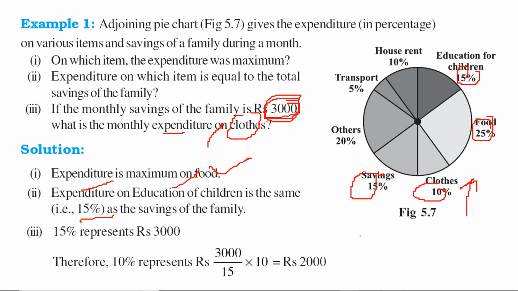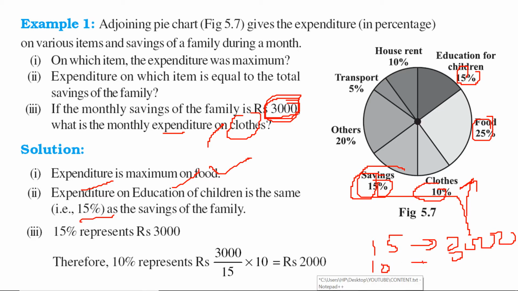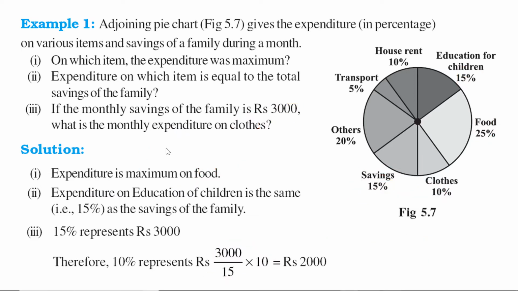So actually 15% is representing the 3,000 which is given in the question. The monthly saving is 15%. So 15% represents 3,000. How much is this 10% going to represent? This is 3,000 by 15 into 10. That is 1,000 into 15 by 10, which is 2,000. This is how we get the monthly expenditure on clothes.